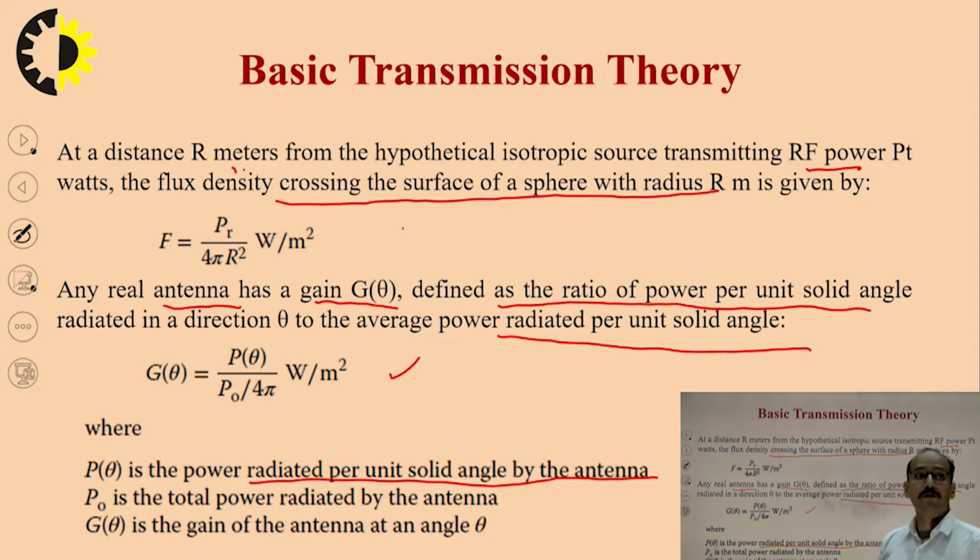Now we are talking about the real antenna. P0 is the total power radiated by the antenna, whereas P(θ) is in a particular direction. That antenna is actually radiating power in all directions if it is omnidirectional, or if it is bidirectional or unidirectional, then it is still the total power. So P0 is the total power radiated by the antenna, but P(θ) is the power radiated per unit solid angle. Similarly, G(θ) is the gain of the antenna at an angle θ.